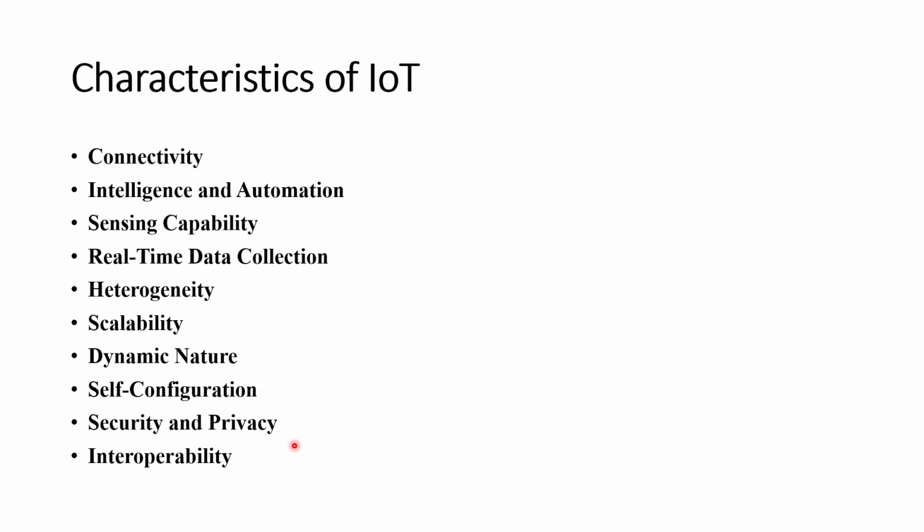Next one is security and privacy. Protects IoT devices and users' data from cyber threats. It includes authentication, encryption, access control, etc. And the last one is interoperability. Different IoT devices and applications communicate and work together, achieved through common standards and protocols. So these are some of the characteristics. We have many more characteristics of IoT.